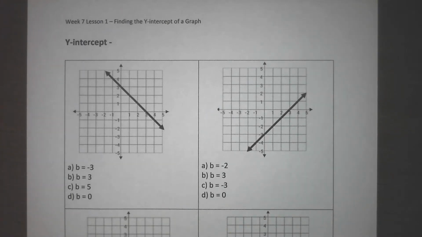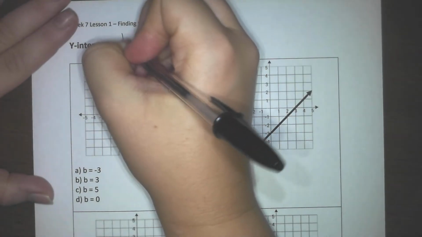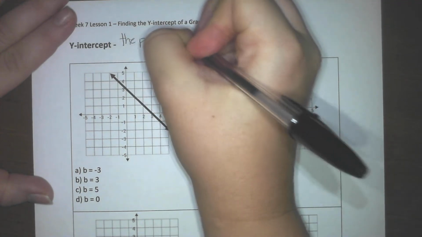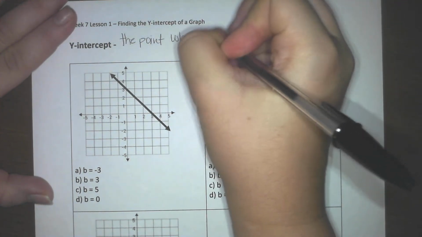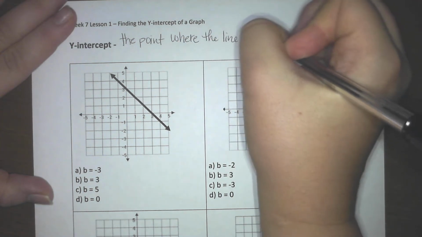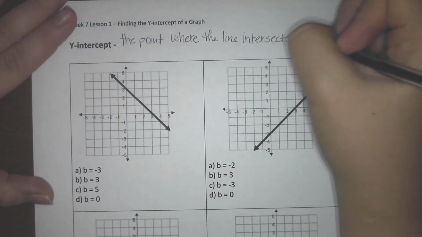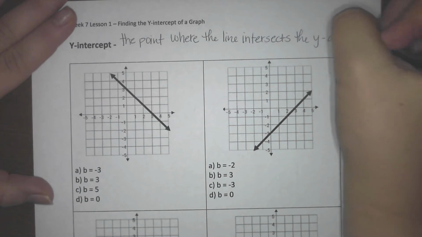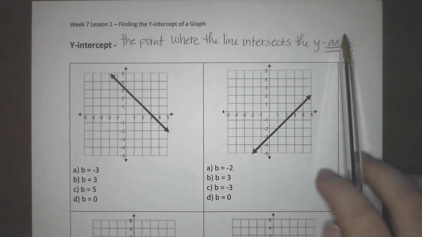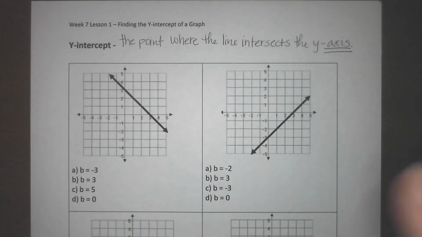So up here at the top, I'm going to say the y-intercept is the point where the line intersects the y-axis. Okay, and it's super important that we talk about the y-axis because that's why it's the y-intercept. You do not want to mess with the x-axis.